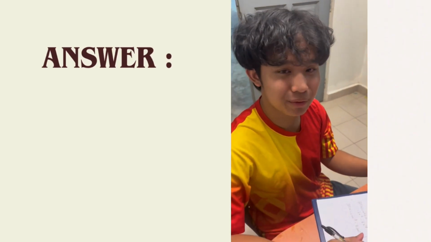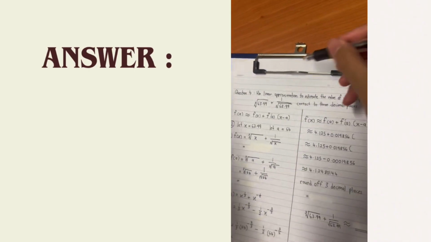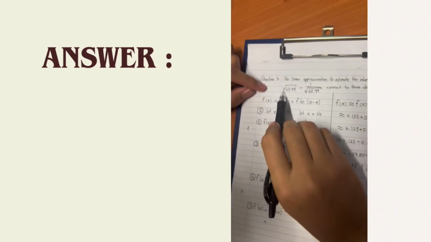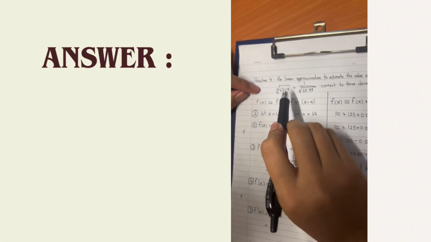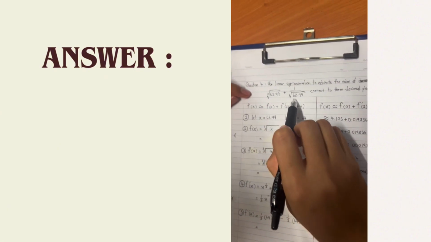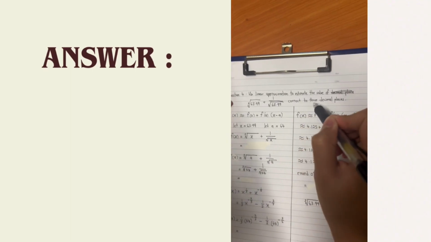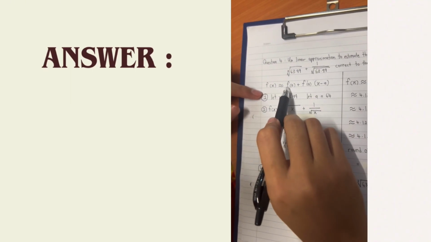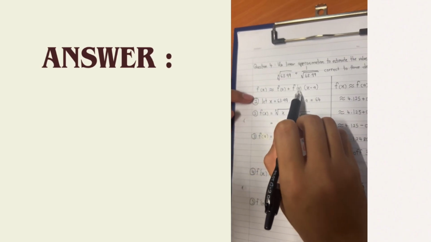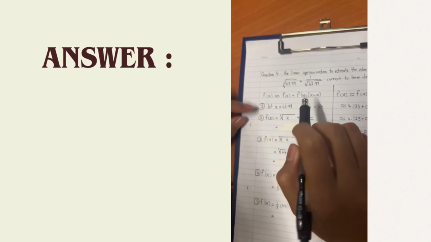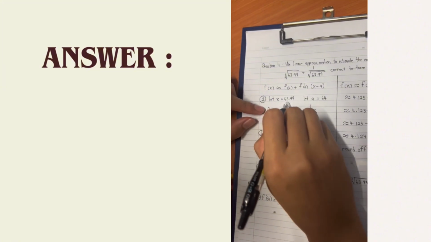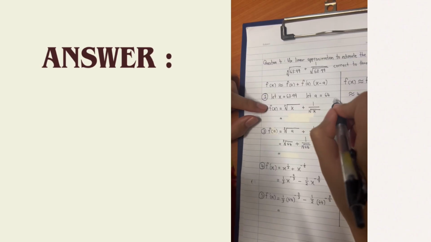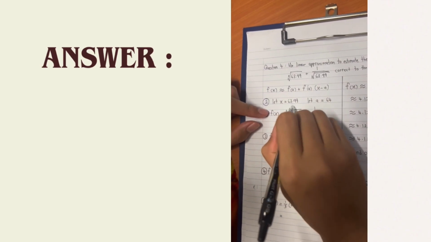We'll answer question 4 here. We will use linear approximation to estimate the value of cube root of 63.99 plus 1 over square root of 63.99, correct to 3 decimal places. We're going to use this formula, which is f(x) approximately equal to f(a) plus f prime(a) multiplied by (x minus a). So let x be 63.99 and let a equal 64, because 64 is the nearest value to 63.99.